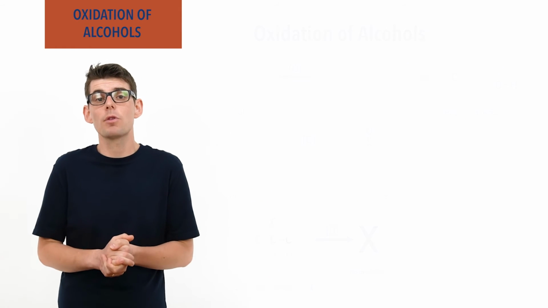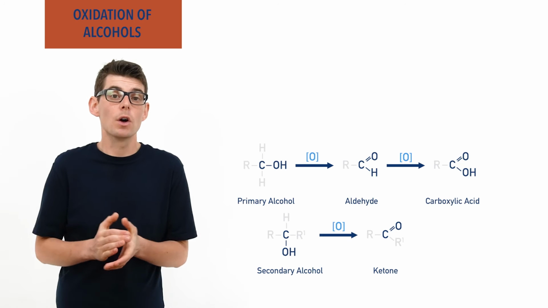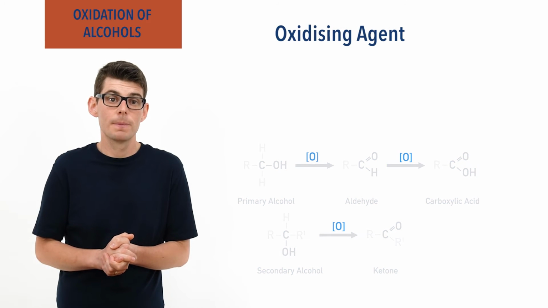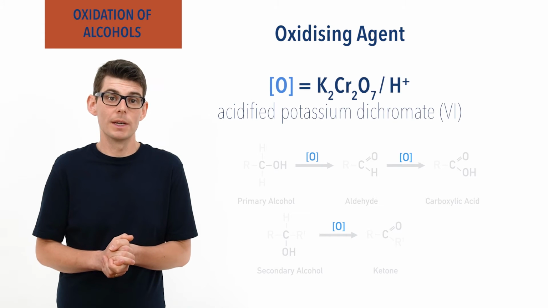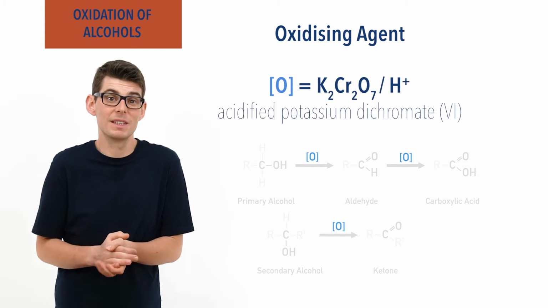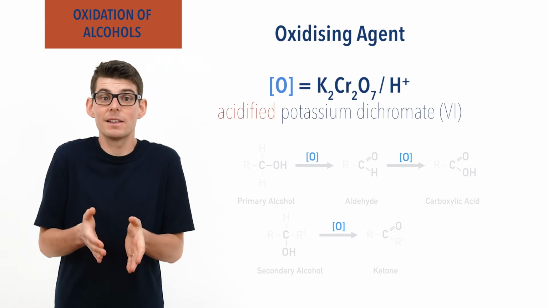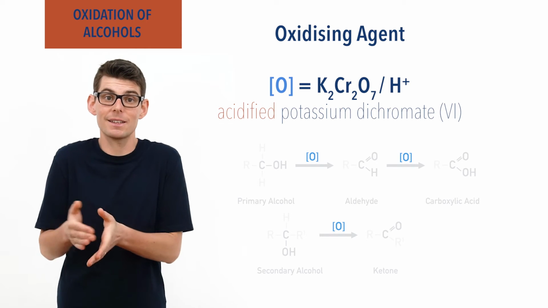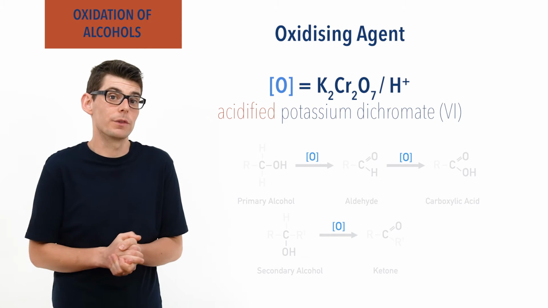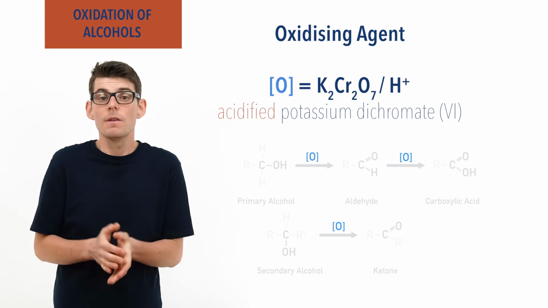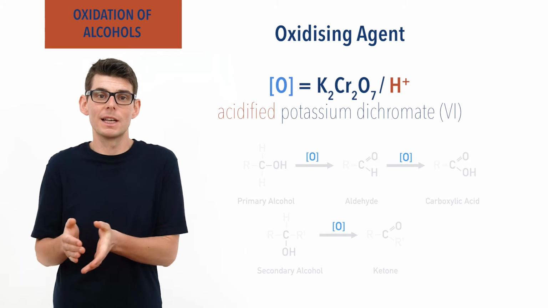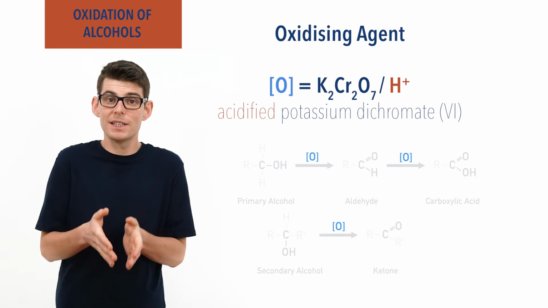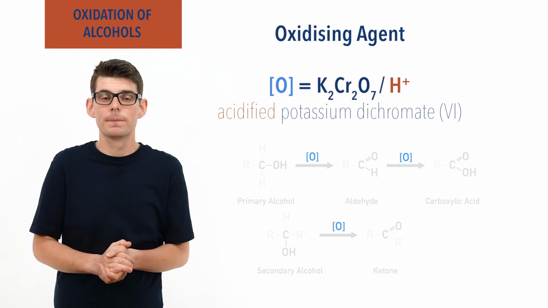To oxidize a primary or secondary alcohol, an oxidizing agent is needed. A common oxidizing agent used is acidified potassium dichromate. Acidified just means in acidic conditions, as in potassium dichromate in acid. Often dilute sulfuric acid is used. This is why H+ is shown with the dichromate ions when writing out such reactions, representing the acidic conditions.